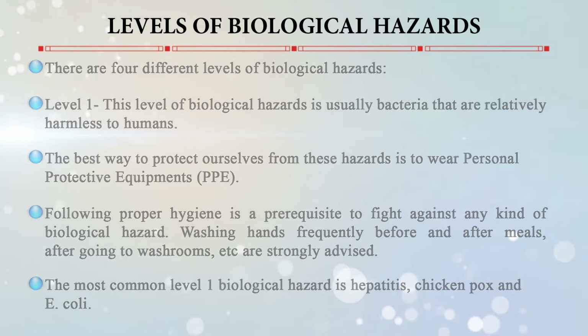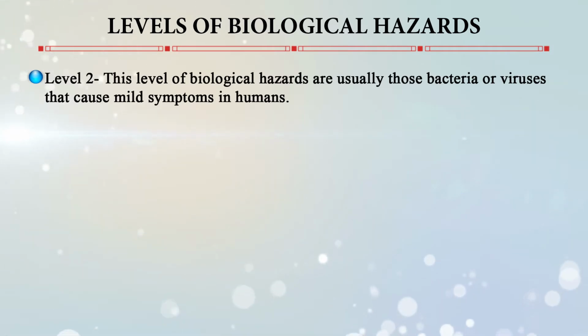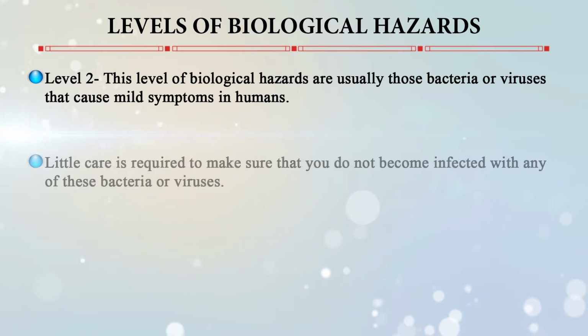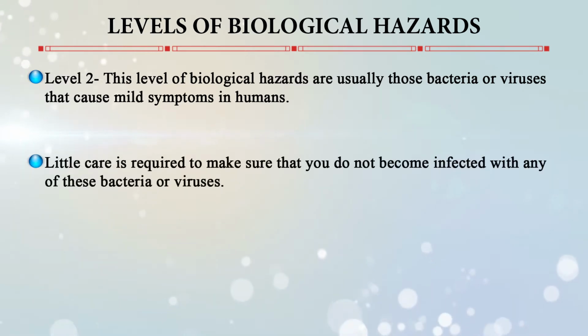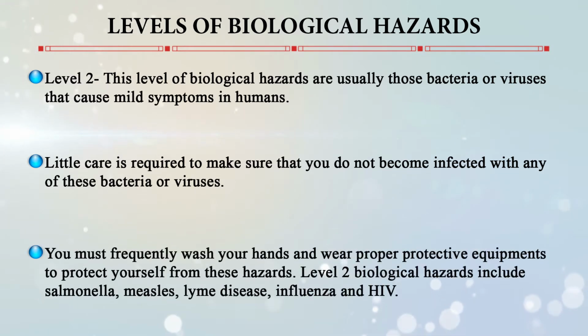Level 2. This level of biological hazard usually includes bacteria or viruses that cause mild symptoms in humans. Little care is required to make sure that you don't become infected with any of these bacteria or viruses. We must of course wash our hands frequently and wear PPE so that we can protect ourselves from these hazards. Examples of level 2 hazards include salmonella, measles, Lyme disease, influenza and also the human immunodeficiency virus.